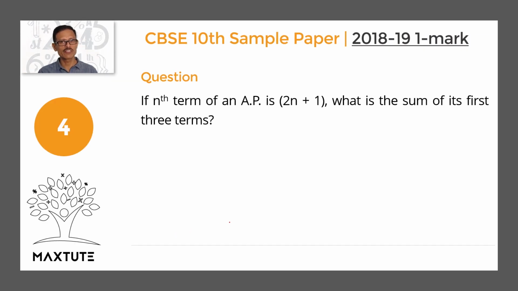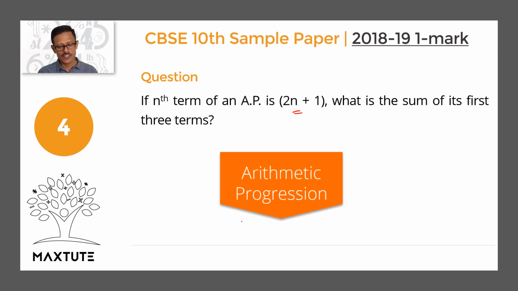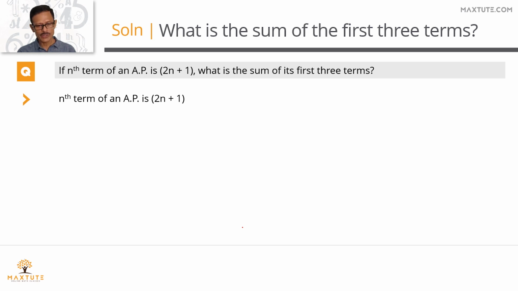A very simple question, probably a minute or a minute and a half to wrap it up. If the nth term of an AP is 2n plus 1, what is the sum of its first 3 terms? We're going to do this question in 2 ways. The first approach, we're going to compute the first term and the third term. So there are 3 terms for which we'll have to find out the sum. We're finding out the first and the last term.